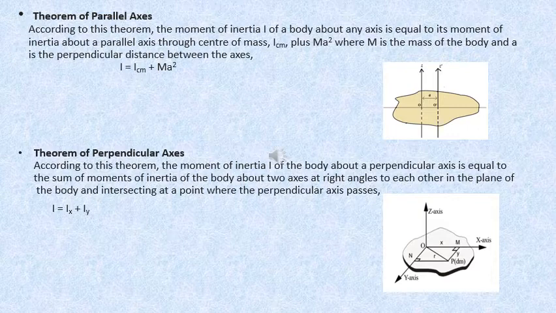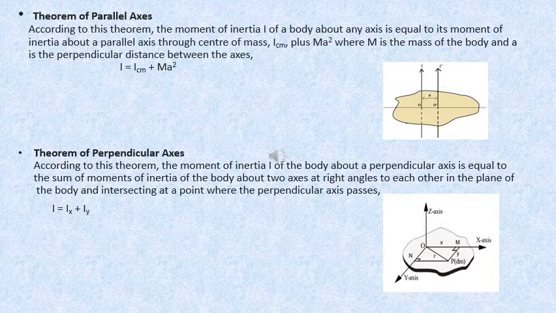So here, if A is the distance between the two parallel axes, then by the theorem, the I, which is moment of inertia, will be ICM plus MA square.